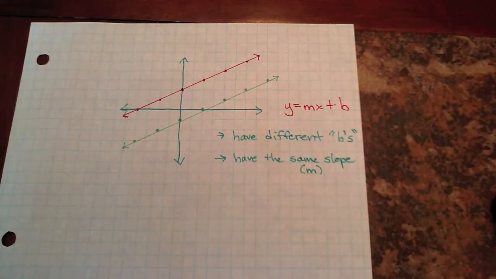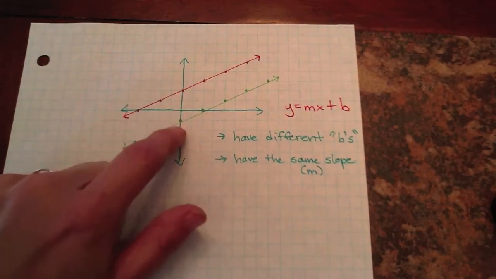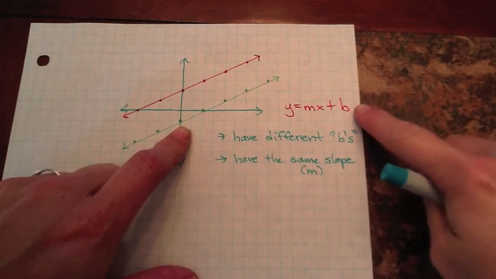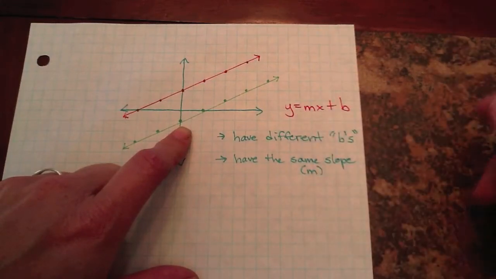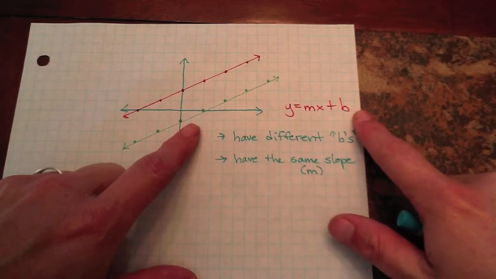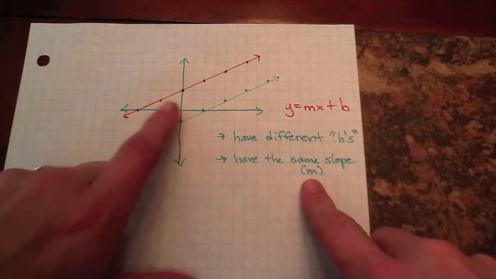Really important, this is the rule that makes parallel lines parallel right here. They're always going to have a different B, and the reason they're always going to have a different B is because if you think about it, when you write a linear equation, you have an M and a B. X and Y are your variables. If I have the same M and the same B, I have the same exact line twice. So that's not parallel, that's the same line. So you always need a different B and then a same slope.